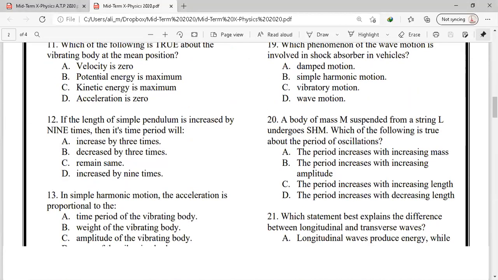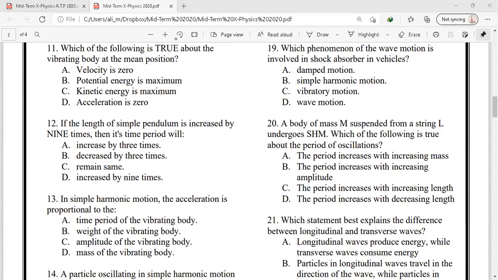Let's come to another question we have, that is question number 11. Which of the following is true about the vibrating body at mean position? If a vibrating body is at mean position, the weight force is cancelled out by the tension force, so the net force and acceleration both are zero, while kinetic energy and velocity are maximum, and height and potential energy are zero.